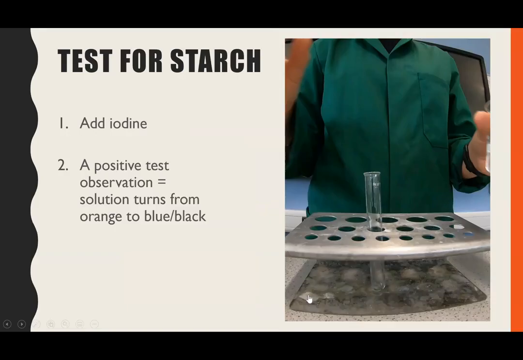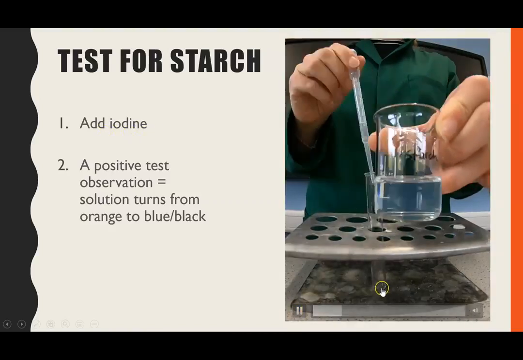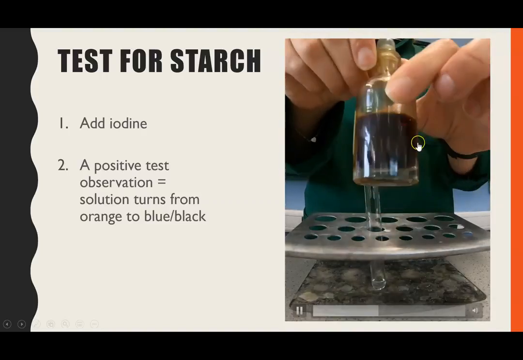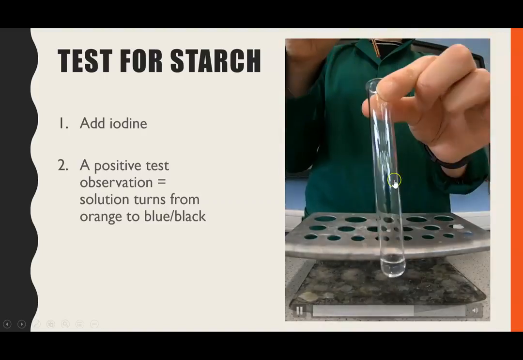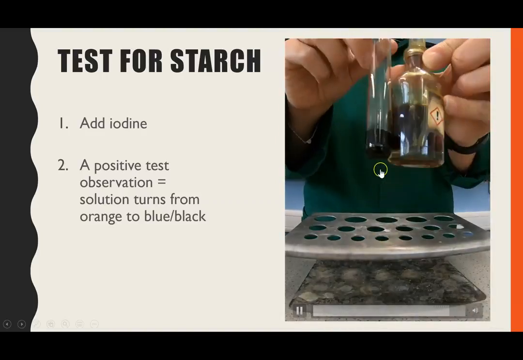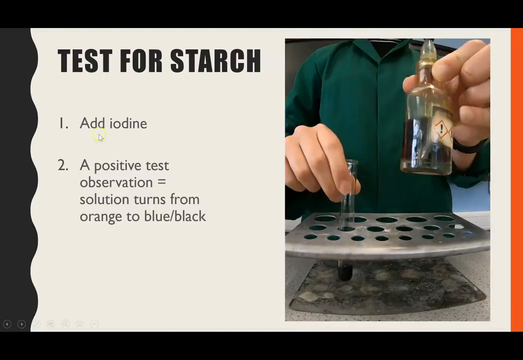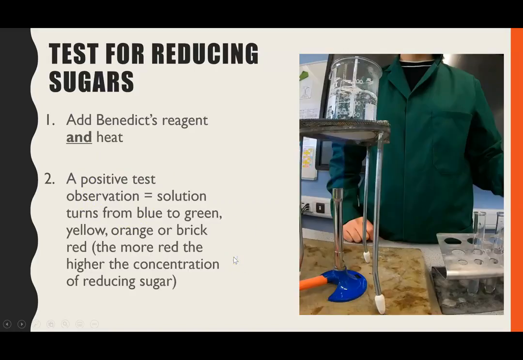So the test for starch, first of all, the reagent that you have to add is iodine. And in this case, I've got my sample of starch. Then you would add your iodine, which is a browny orange colour. If you have starch present, you get a bluey-black colour. So the reagent is iodine. Positive result is orange to blue-black colour formed.